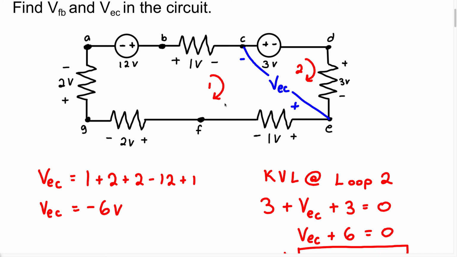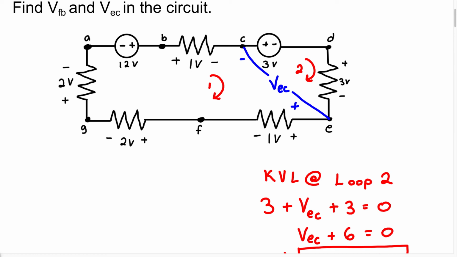Now remember, you can also do KVL at loop 1, right? Because we know loop 1 is going to entail A, B, C, E, F, G. So you can do KVL here. If you want to, you can do it real quickly. You know what? I'm just going to do it with you, right? Let me just erase this. So let's do KVL at loop 1, right?